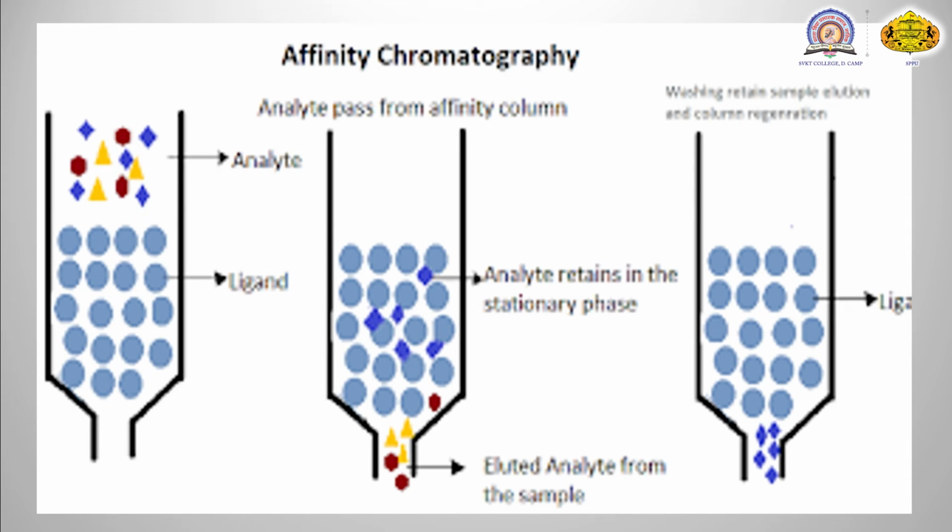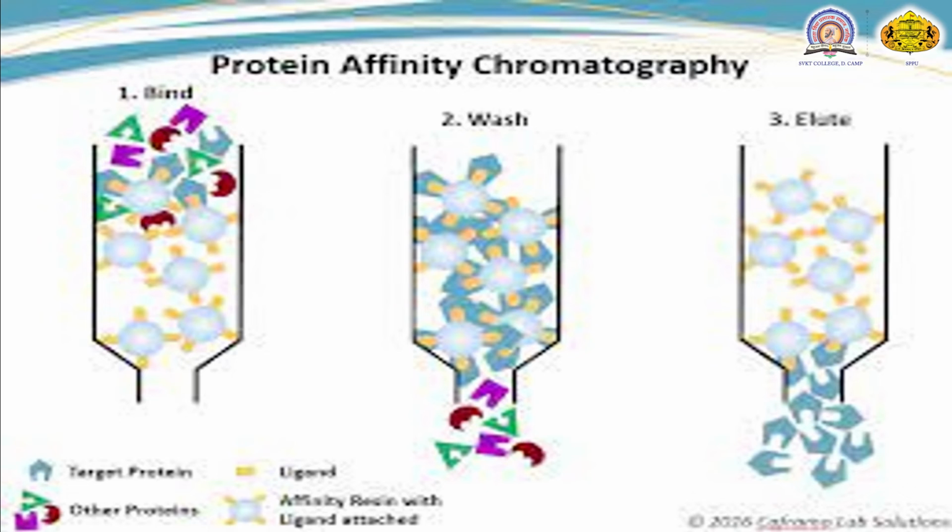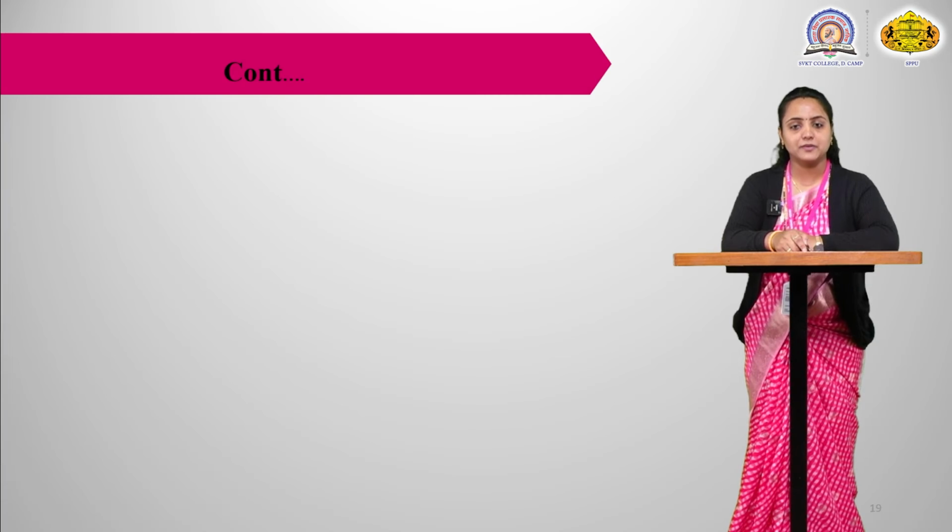Now the working. First you have to prepare the column, in which you put a solid support, that is Sepharose or agarose or a cellulose material. Then you put a ligand which is selected according to the desired isolate. A spacer arm is attached between the ligand and the solid support. See in the figure also you can see the protein affinity: the binding, the covalent binding, then the washing, and then the detachment.